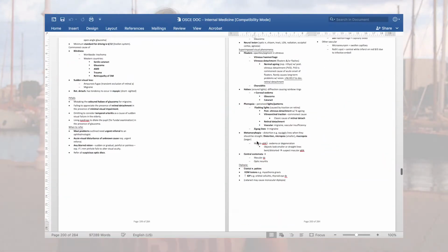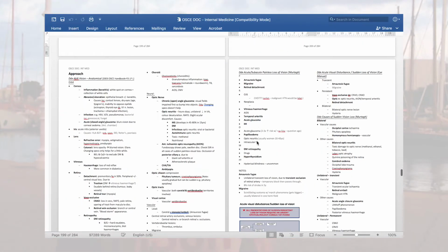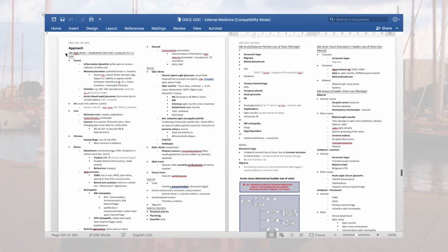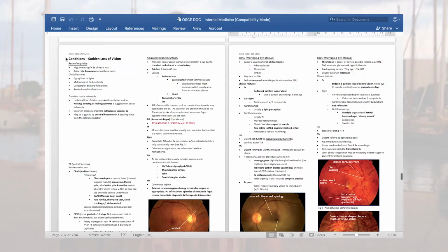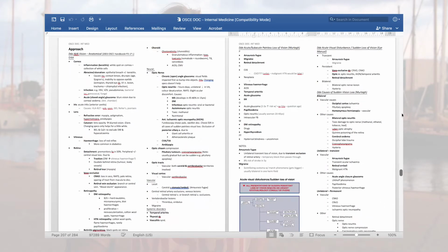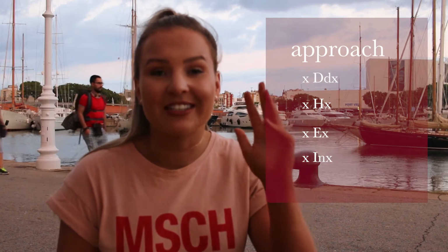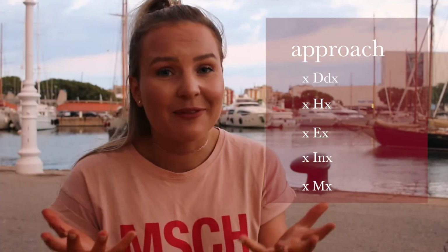Generally, under each OSCE topic I have two major sections. So under abnormal vision, I'll have the approach section and I'll have the condition section. Let's go into the approach section. The approach section is how I approach the OSCE. Therefore, this includes the following. First, when I get my presenting complaint, I think about the differentials. Then you take a history, then you do an examination, then you do investigations, then you manage the patient. So that is how I set up the approach section.